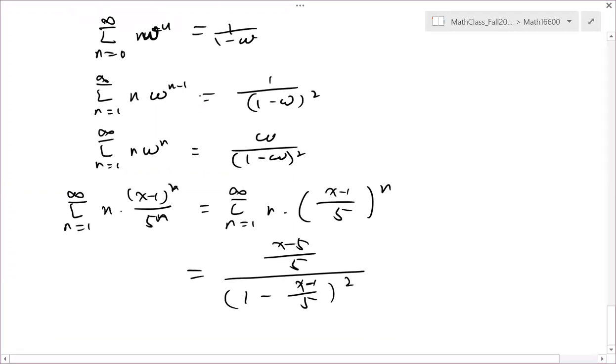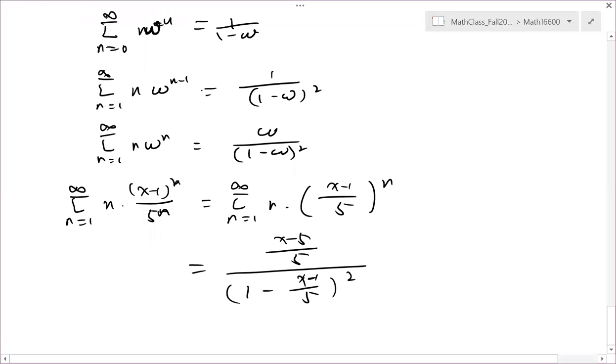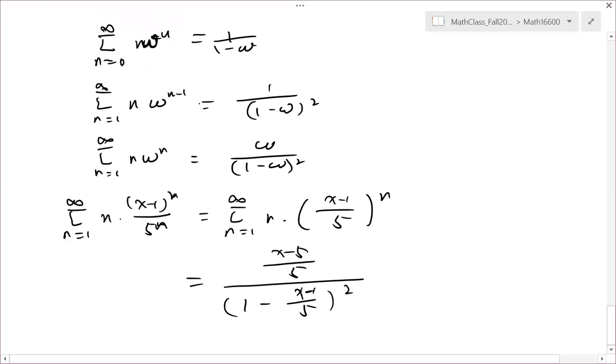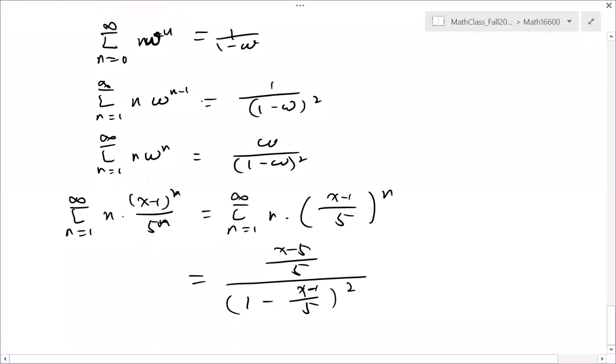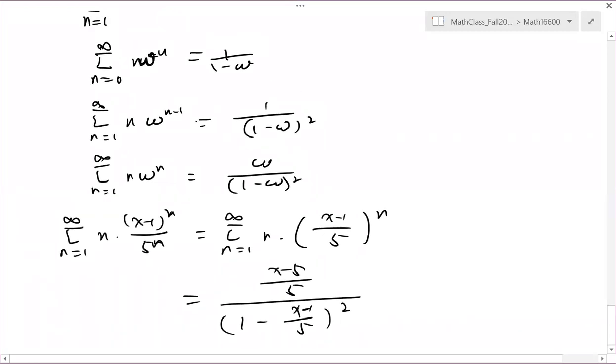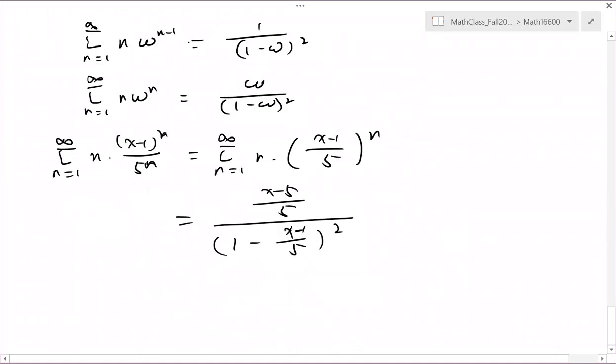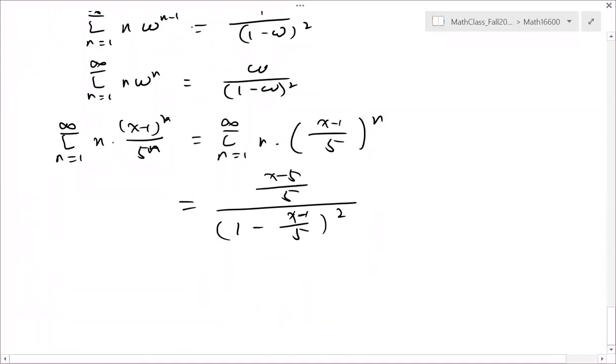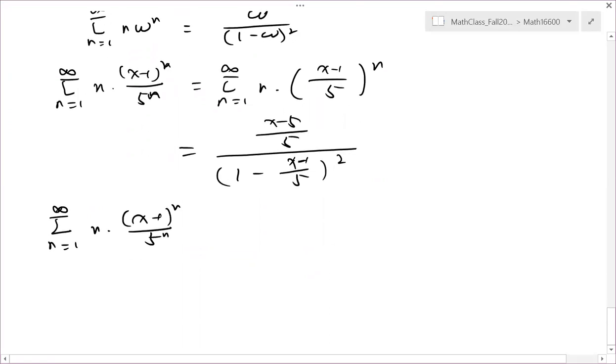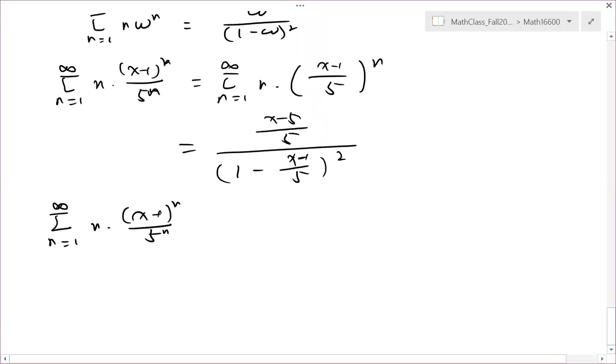All right, so you can find the elementary function represented by this power series, in some cases. But how about the convergence? You can directly work on this, when it's convergent: when the absolute value of (x minus 1) over 5 is less than 1. But you can also solve that problem directly using the nth root test and ratio test.